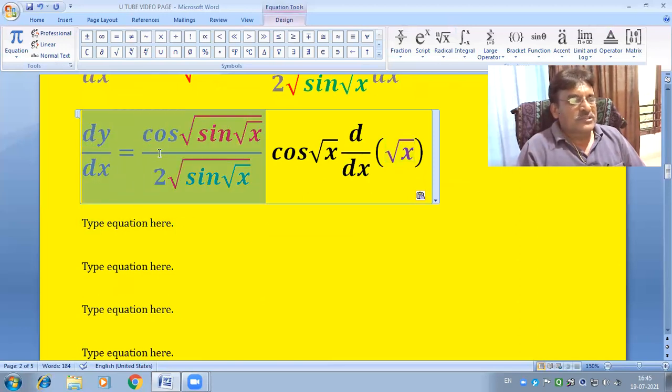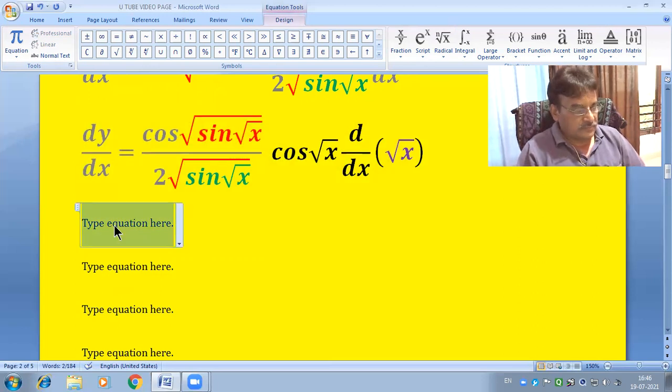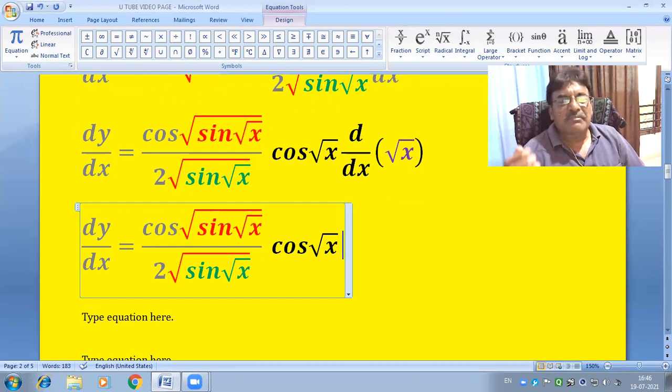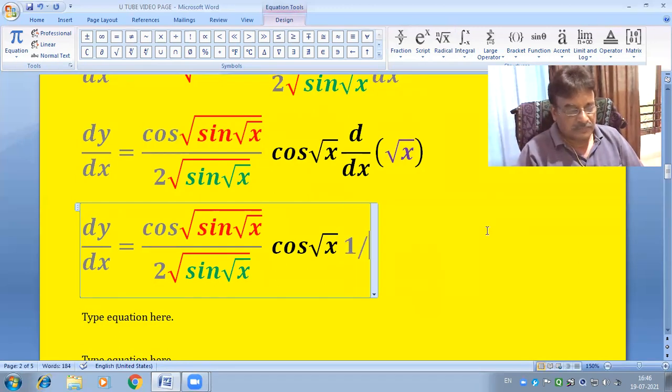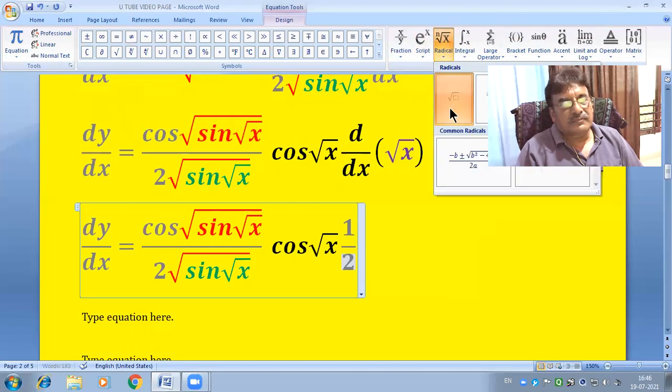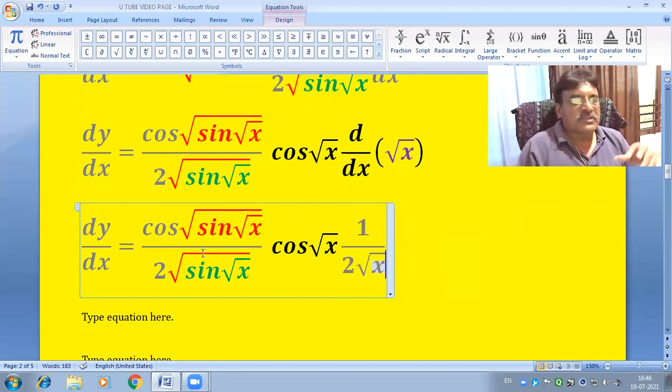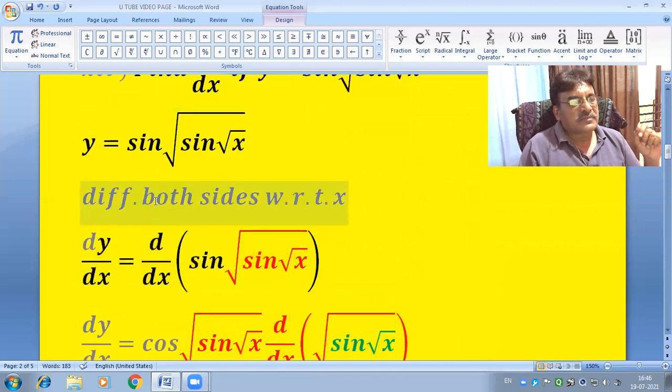dy/dx is equal to cos of √(sin √x) upon 2√(sin √x) into cos √x, as it is, into d/dx of √x, and this is the standard formula: d/dx of √x is 1 by 2√x. So write here 1 by 2√x, and this is the required derivative of the given function, that is y = sin(√(sin √x)).